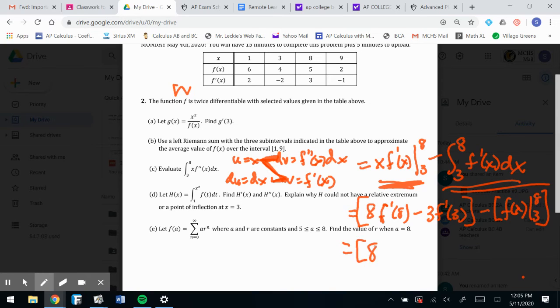So that'd be 8 f prime of 8. I get that in my table is 3. Minus 3 f prime of 3 is negative 2. Minus, it's going to be f of 8 minus f of 3. And that's just using the table. If I did all of my work correctly, you should have got an answer of 29.